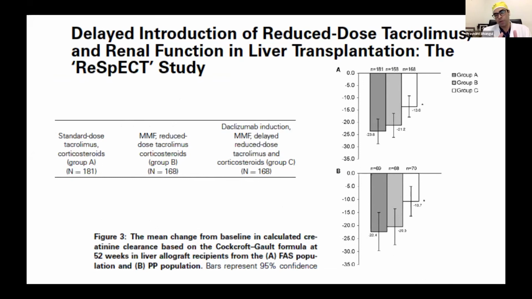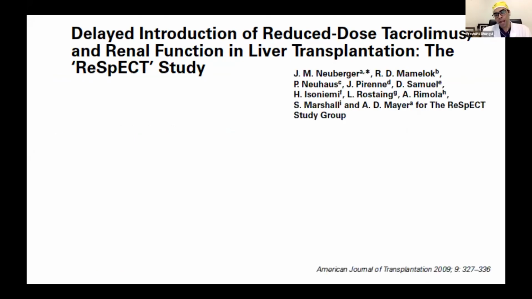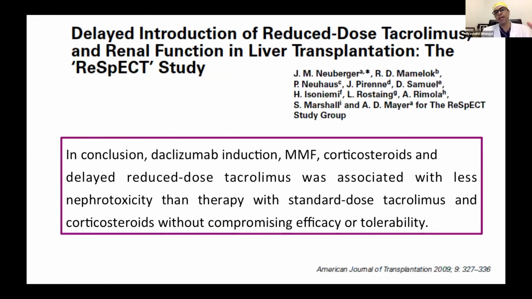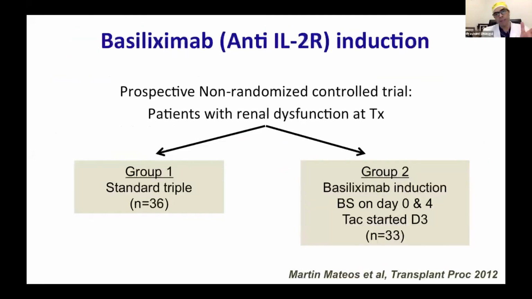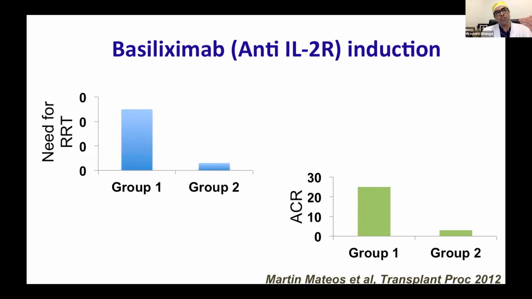One of the first studies that showed this was in a group of patients who had normal renal function, and it was shown that if you use daclizumab, the mean change from baseline was least in these patients. Also, daclizumab induction with MMF, corticosteroids and delayed reduced tacrolimus was associated with less nephrotoxicity than therapy with standard dose tacrolimus. It started from there. Basiliximab was the other one that is being used. This is a very nice study, although a non-randomized controlled trial, which showed that if you use basiliximab for induction, the need for RRT was reduced.